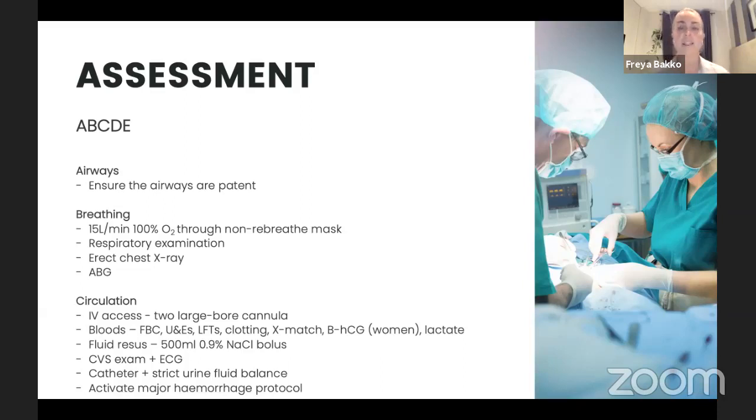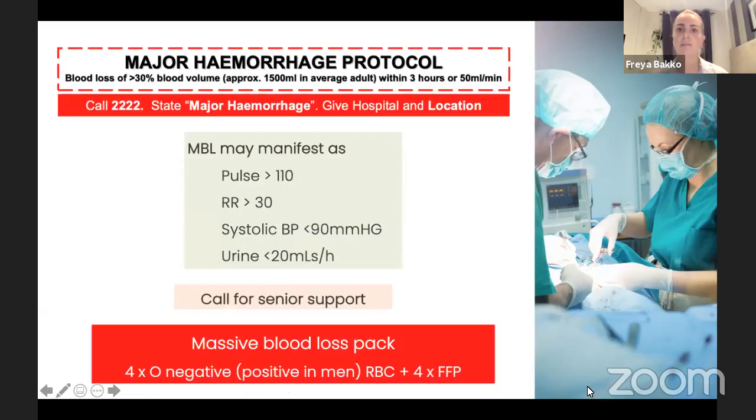Now, this patient, as mentioned, has said that he has vomited some coffee ground material, and it is likely that this is an upper GI bleed. He's hemodynamically unstable, and at this point, you want to assess whether you need to activate the major hemorrhage protocol. So the major hemorrhage protocol is established in every UK hospital. It is a pathway that allows you easy access to blood products and also senior support.